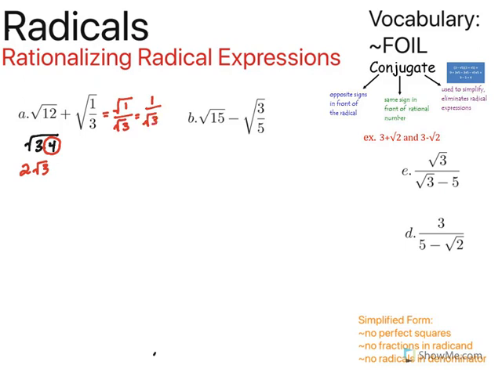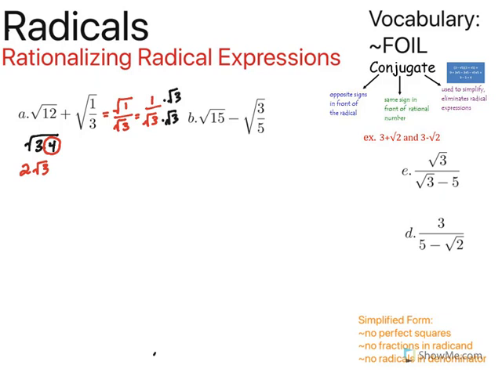Now, we also know that when we're simplifying, we cannot have radicals in the denominator. So we're going to have to do what's called rationalize the denominator. In order to do that, we simply multiply the numerator and the denominator by whatever the radical is in the denominator. So in this case, that would be the square root of 3. So we're going to multiply the numerator and the denominator by the square root of 3.